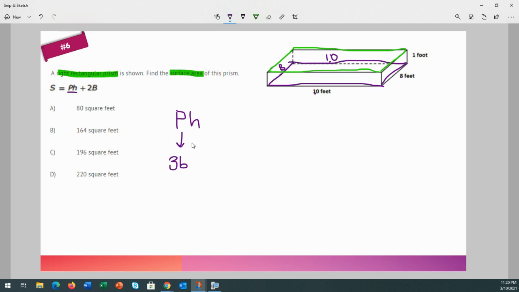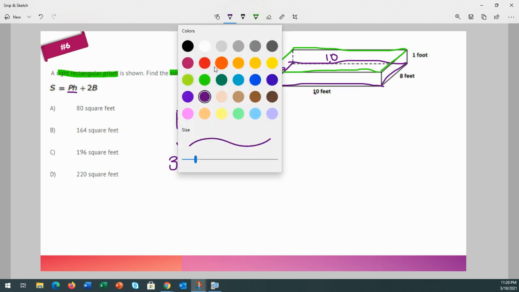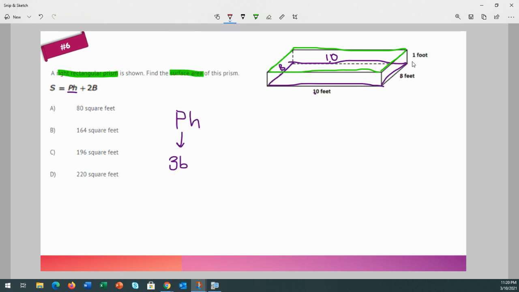Okay, now times the height. The height is the distance between the two bases. So you see these little props right here that are like holding up, keeping the bases apart, that's your height. And it is 1 foot. So for the first part of this formula, it's 36 times 1. Well, what do you know? That's just 36. Okay, so we got the first part done. Check. Now let's move on to the second part.